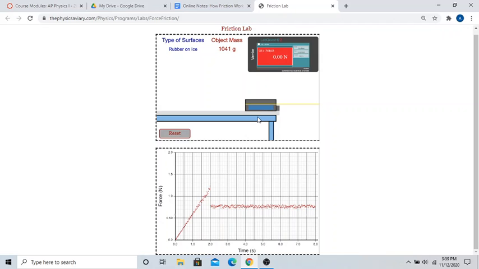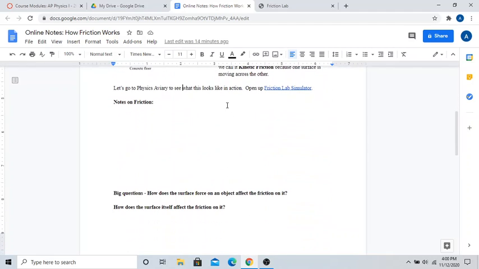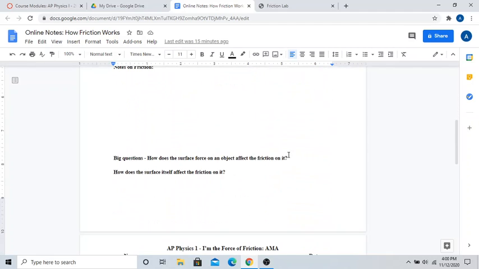And we're going to figure out that there's something we refer to as the coefficient of friction, which is basically a measurement of how sticky the surface is. How many of those ridges and valleys are there at a microscopic level. That gives us a way to answer our two big questions. First, how does the surface force on an object affect the friction on it? The more a surface pushes on another object, the more friction it can provide.